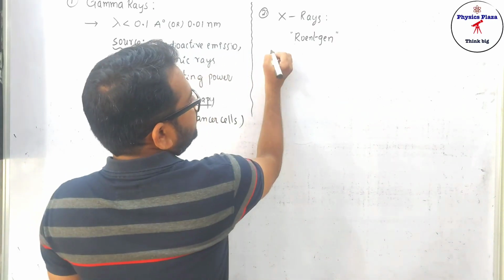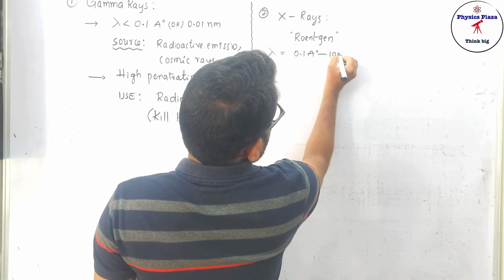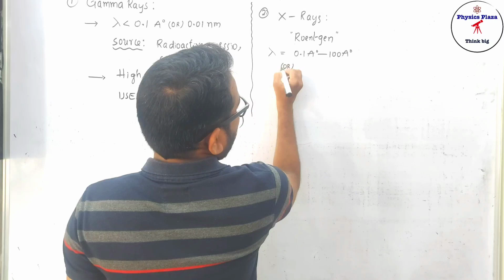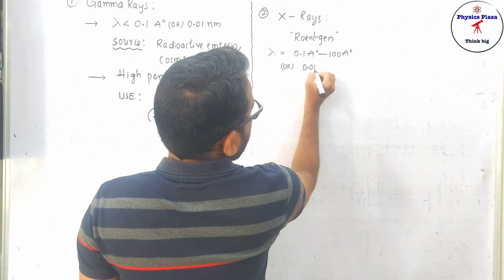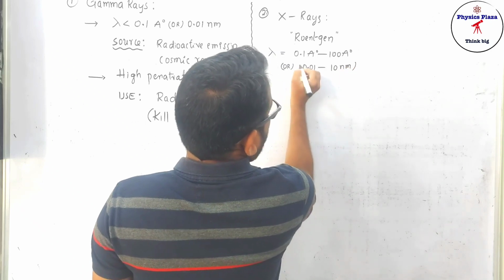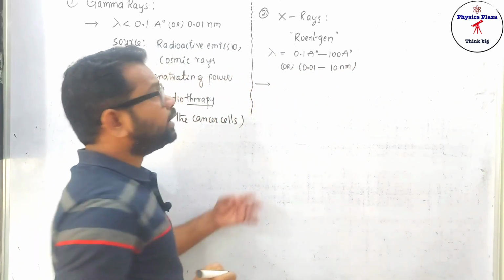Now what is the wavelength range? The wavelength is 0.1 angstroms to 100 angstroms, or if you want to express it in nanometers, it will be 0.01 to 10 nanometers. Is it clear? That's fine. And how are they obtained, children?